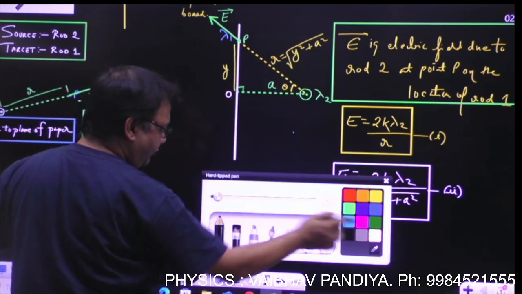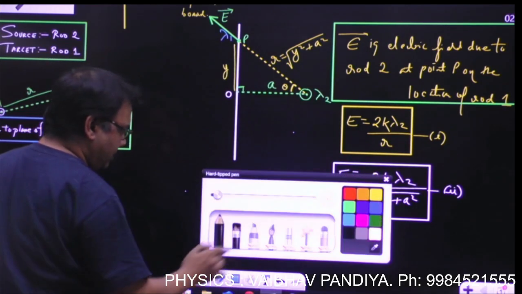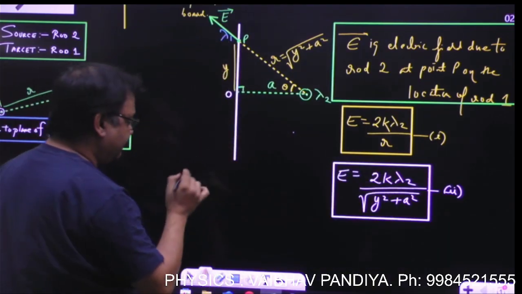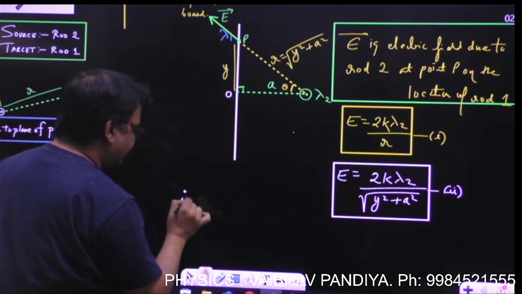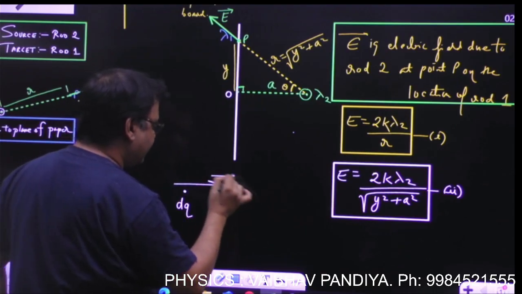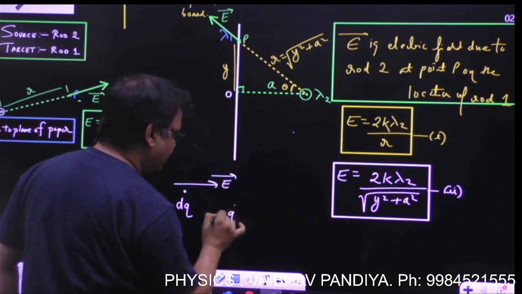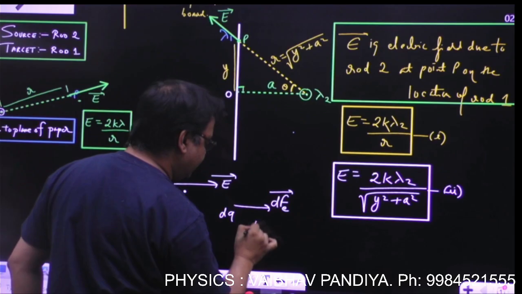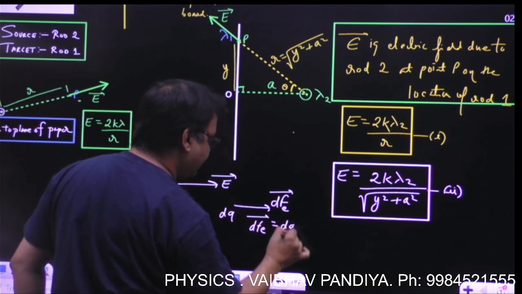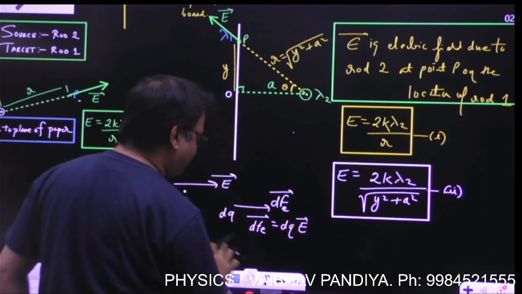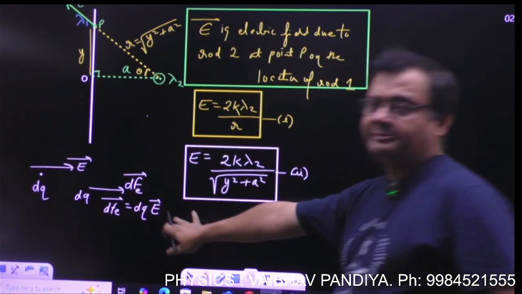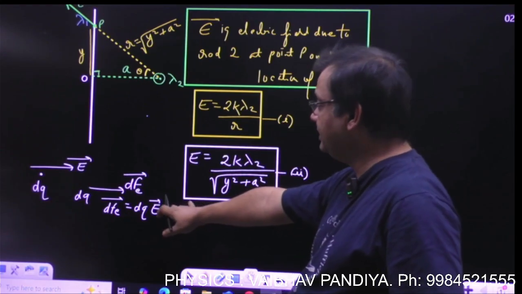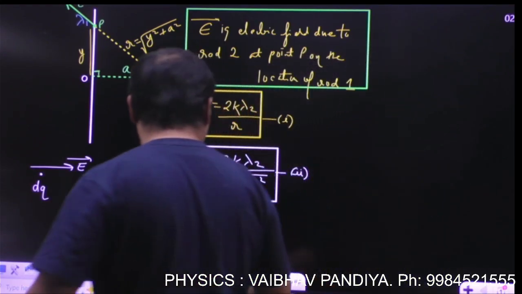So if you now want to find the force on rod 1, we will apply calculus, because rod 1 is an extended object, so we will take an infinitesimal charge. We know the basics: if there is a charge dq in some electric field E, then this electric field will apply an electric force dF_E on this charge, and dF_E would be what? dq times vector E. This is a vector equation. The direction of dF_E will depend on the sign of dq. If dq is positive, dF_E will have the same direction as the electric field. If dq is negative, dF_E will be in the opposite direction.